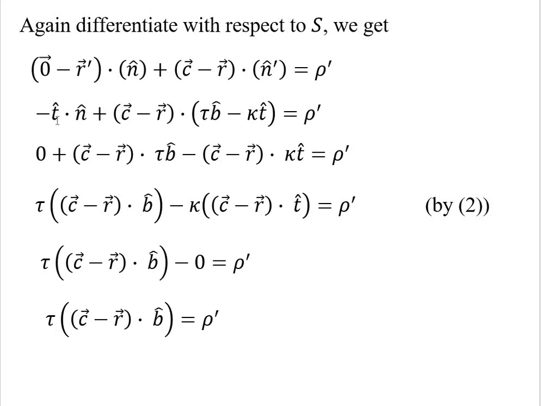So T dot n equal to 0. (C vector minus R vector) dot tau b minus (C vector minus R vector) dot kappa t, taking the dot product with the inner, is equal to again rho dash. So from this we take outside: tau (C vector minus R vector) dot B vector, minus kappa, which is constant, we take outside, (C vector minus R vector) dot T vector, equal to rho dash. The second one we already know is 0 by equation 2. So therefore we may write tau into (C vector minus R vector) dot B vector equal to rho dash.